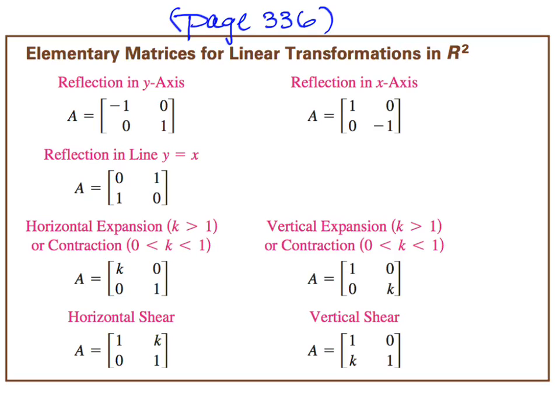So these are all the matrices for reflections in the two axes, then a reflection across the line y equals x. Those are elementary matrices. And then the horizontal and vertical expansions, those are also elementary matrices. And then the horizontal and vertical shears, those are elementary matrices. So as you're doing your homework from WebAssign 6.5, you might want to have this page handy.